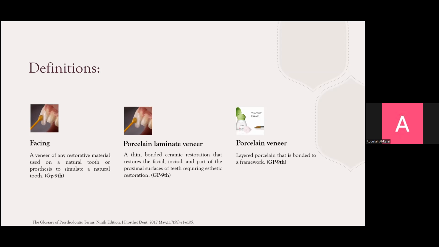So basically, it's the ceramic veneer, the same term that we use. Okay. Ceramic veneers, porcelain laminate veneers. Finally, porcelain veneers are layered porcelain that is bonded to a framework. So basically, it's feldspathic porcelain placed over a zirconia framework or metal framework, etc.